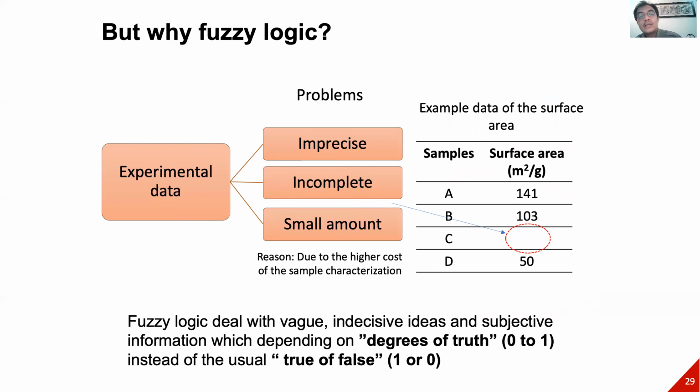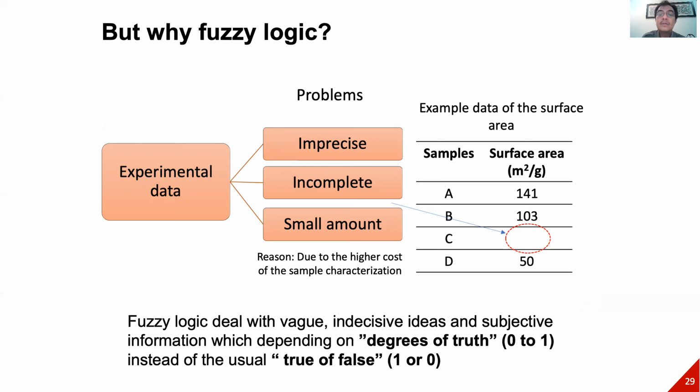Why do we choose a fuzzy logic graph? We choose the fuzzy logic graph approach because some of the experimental data are imprecise and incomplete, and usually we just have a small amount of experimental data. The reason why we get only a small amount of experimental data and incomplete data is the higher cost of the sample characterization.